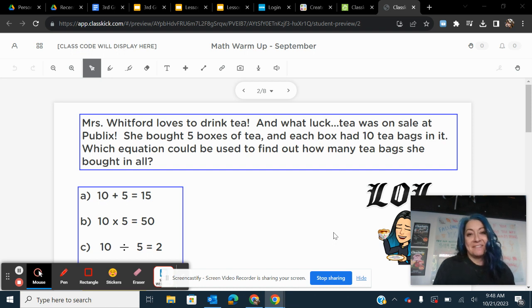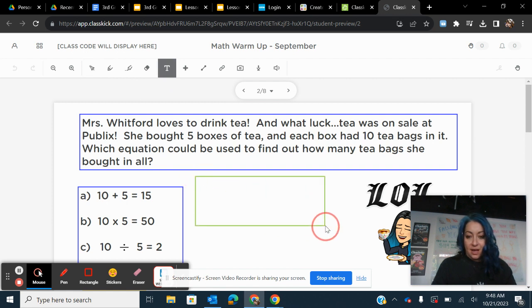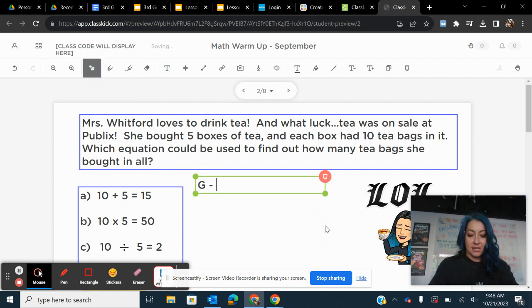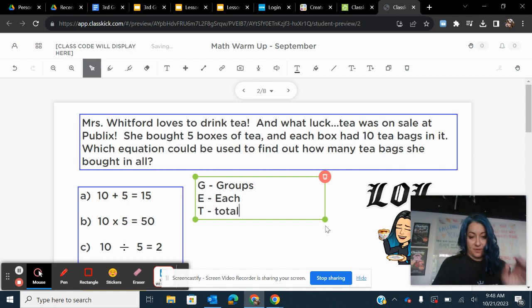It really is good to figure out how to solve a story problem, if you're using addition or multiplication or division, and exactly what you're looking for. So I'm just going to remind you what each thing is. G stands for groups, E stands for each, or how many are in each group, and T stands for total. Let me capitalize that so it matches.